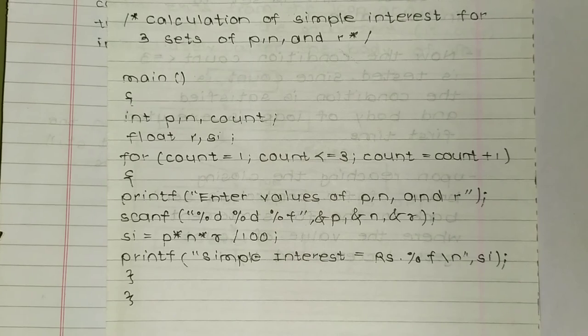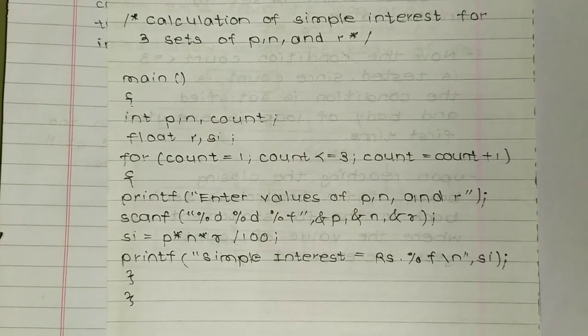Here we are asking the user to enter values. Now scanf %d %d %f, that means we are scanning the values which we have entered. %d is used because it is an integer value, and %f is used because it is a float value. Now ampersand p ampersand n ampersand r. Now simple interest is equal to p star n star r divided by 100. This is the formula for simple interest. Now printf simple interest is equal to rupees %f, backslash n is for next line, comma si.